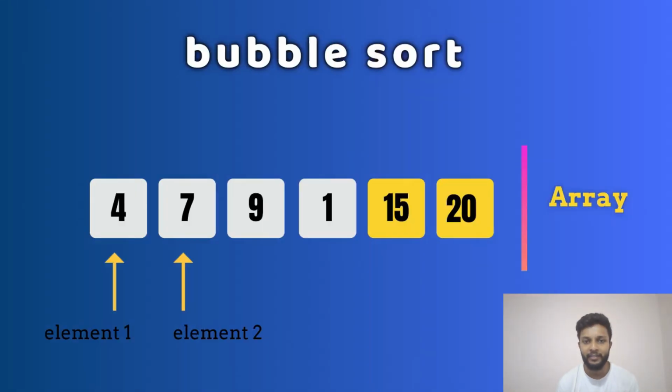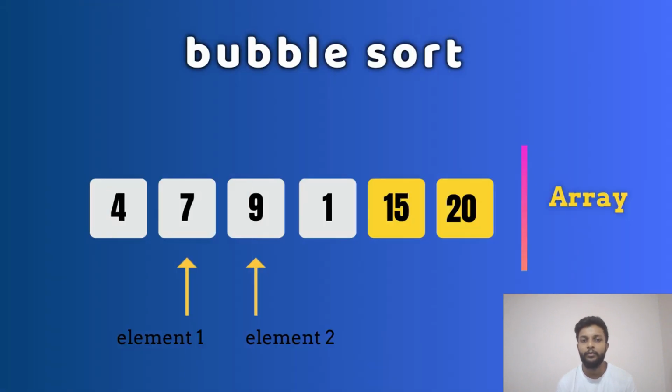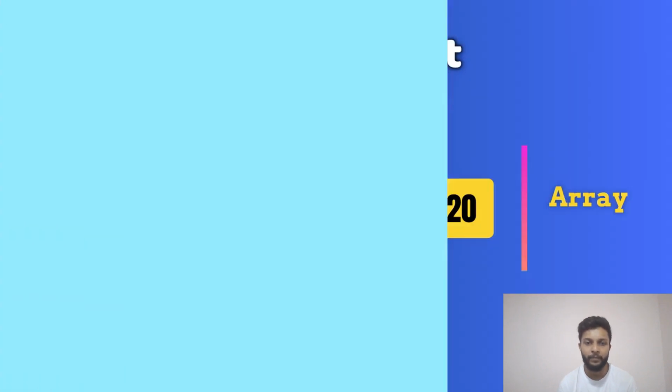Now we can move to our third iteration, and this time our first pair of elements are 4 and 7. 4 is less than 7, so we do not swap them. Then we move to our second pair of elements, 7 and 9. This time also 9 is greater than 7, so we do not swap them.